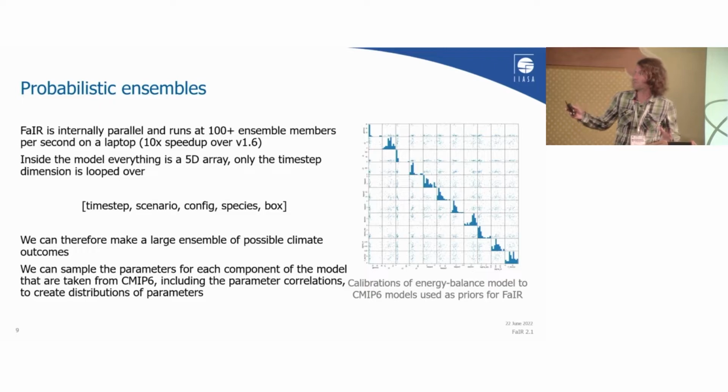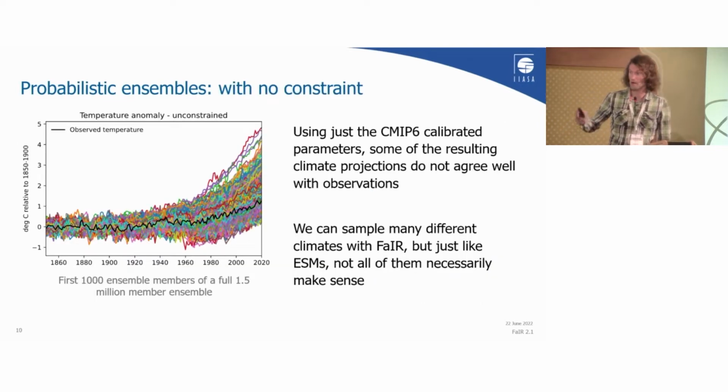So we take the samples, we take the correlations between parameters, and we produce a large ensemble of possible climate outcomes. This here shows you, from a 1.5 million member ensemble, the first 1,000 on the left. And as you can see, we get results that span the range between no warming in the present day and 4 degrees. And obviously, most of these simulated climates are nonsense. And this is almost a bit like the ESMs. If anybody follows the literature, we know that not all of the ESMs are doing particularly well historically.